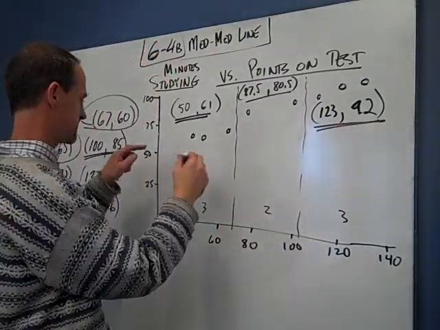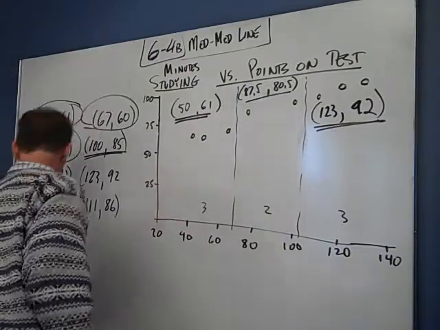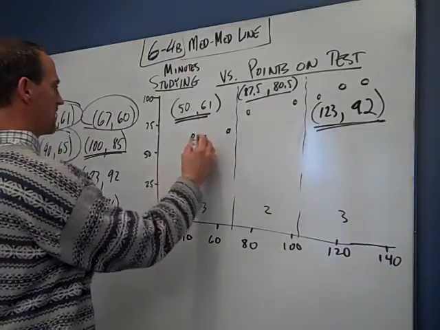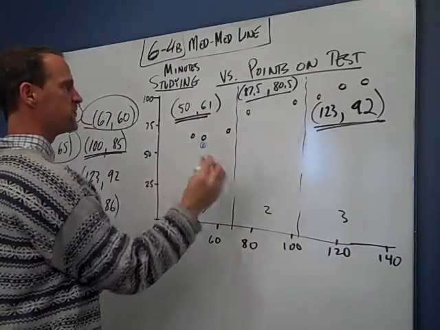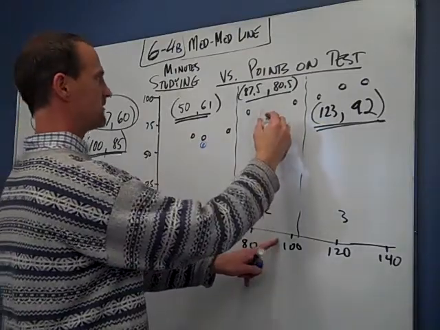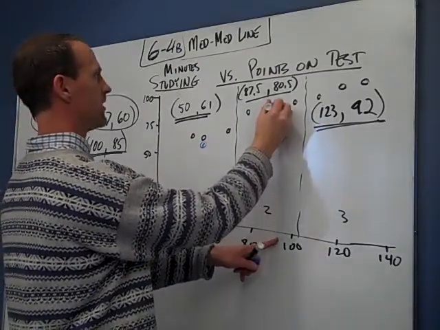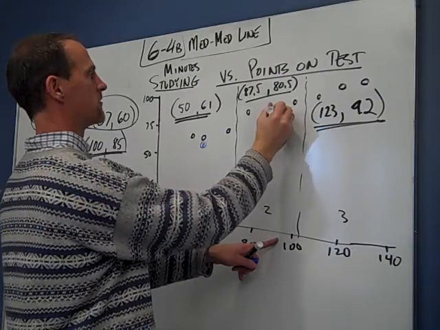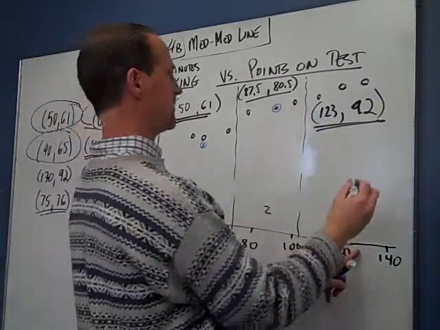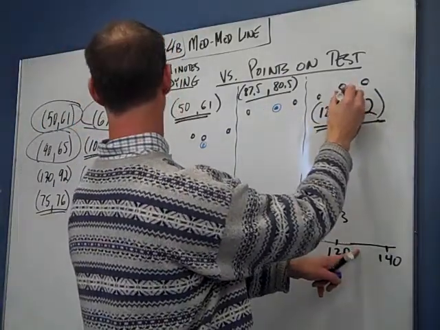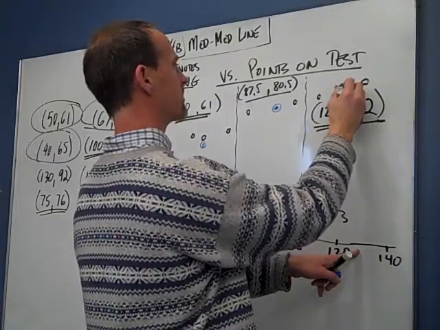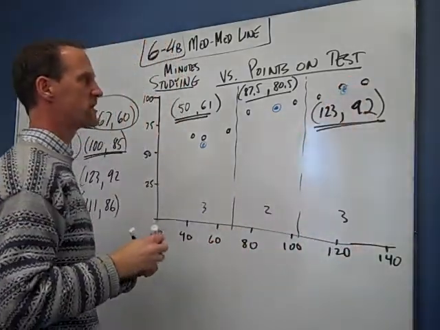I see 50, 61. I guess I could do that really quickly. There's one summary point. 87 and 80 is going to be about there. And then my final one, 123, 92, is really close to my other one. All right? So those are my 3 summary points.